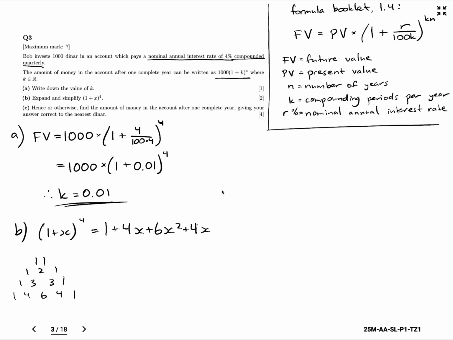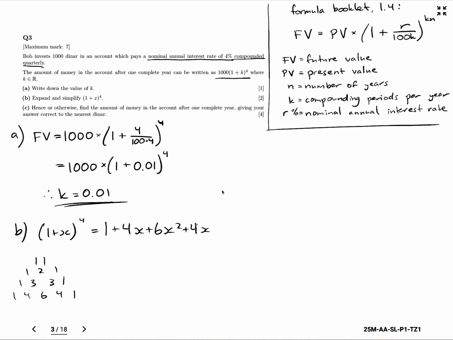And for part C, let's make some space over here. Okay, so hence or otherwise, find the amount of money in the account after 1 complete year, giving your answer correct to the nearest dinar. So that basically means that we're going to put the numbers into this formula.